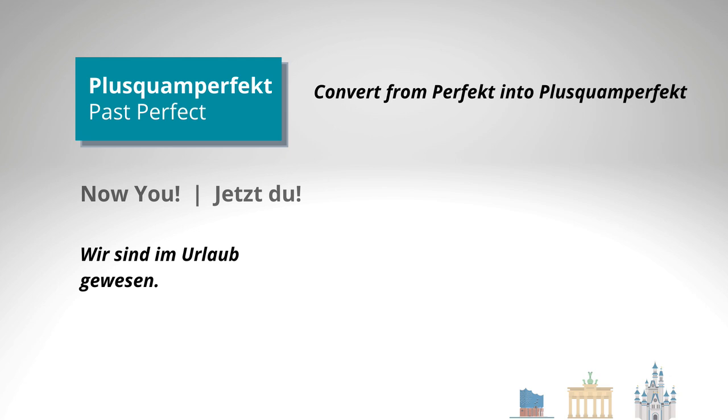So again, although we have slightly more words, basically the only thing that you need to do is look for the Hilfsverb, in this case sind, the first person plural of sein, to be, and convert it into its Präteritum form, which is wir waren. Wir waren, we were. And the rest stays the same. Wir sind im Urlaub gewesen, we have been on vacation, becomes wir waren im Urlaub gewesen, we had been on vacation.